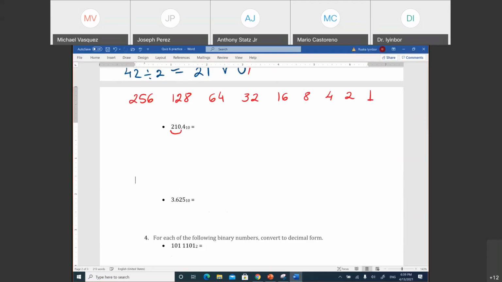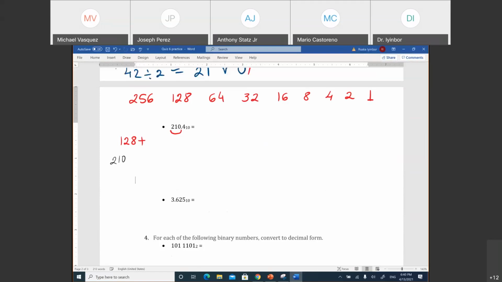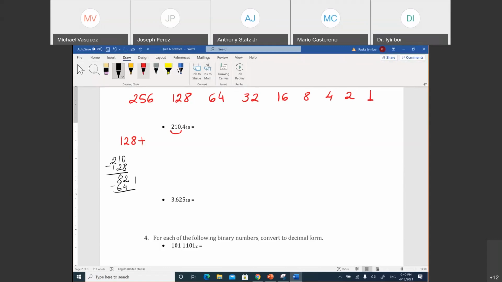Okay, so we're going to use this to represent 210. 210 is smaller than 256, so we're going to use 128 plus what? So here we're going to subtract 210 minus 128. What is that? It's 82, right? Now, 82, the smallest close to 82 is 64. So I'm going to subtract 64. So I'm going to put 64 here.